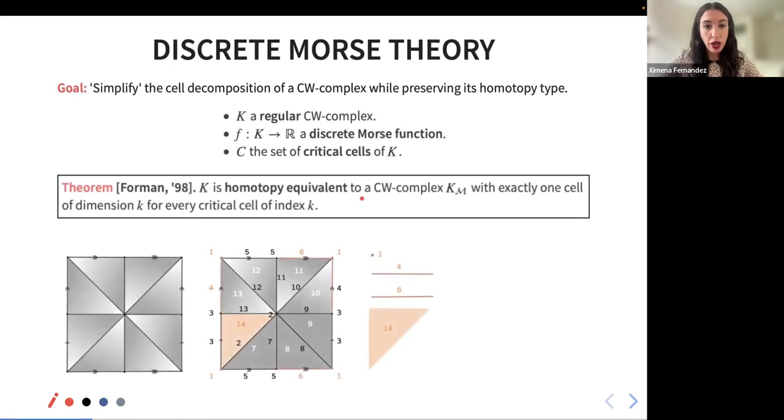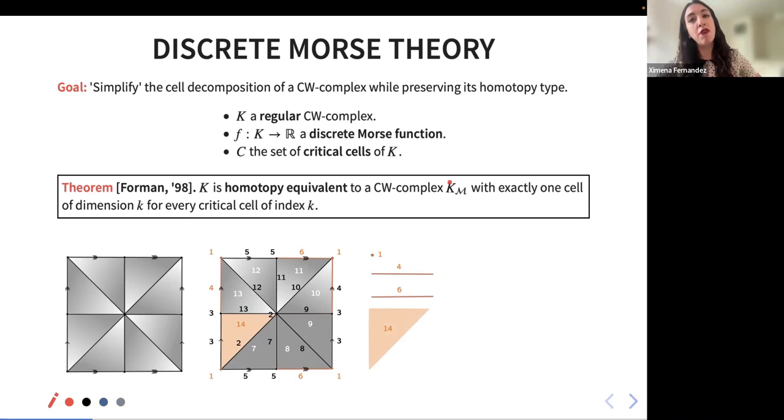The main theorem in discrete Morse theory tells you that if you have this set of ingredients, a complex, a Morse function, and a set of critical cells, then you have a complex, which in this talk I will denote by K_M. This is a simplified version of your original complex, and it has one cell of dimension k for every critical cell of index k. So in this example, this is the set of critical cells.